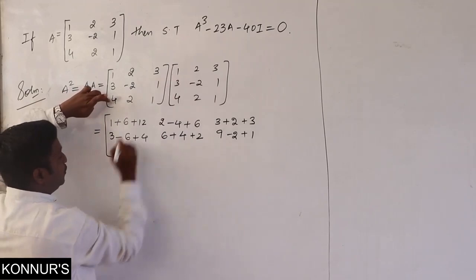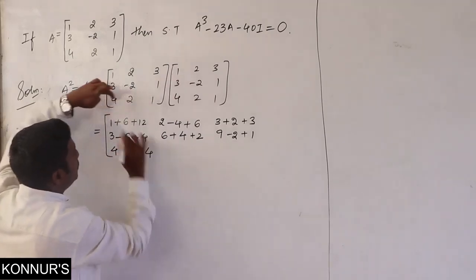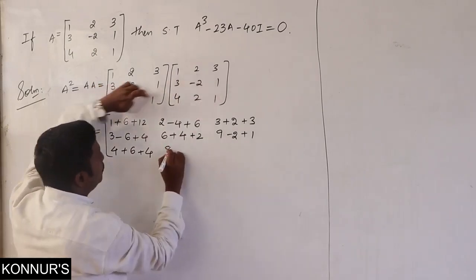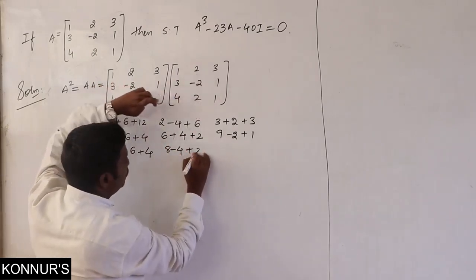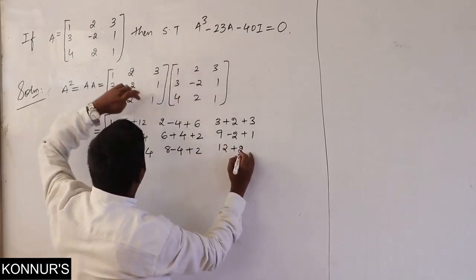Third row. 4 into 1, 4. 2 into 3, 6. 1 into 4, 4. 4 into 2, 8. 2 into minus 4. 1 into 2, 2. 4 into 3, 12. 2 into 1, 2. 1 into 1, 1.